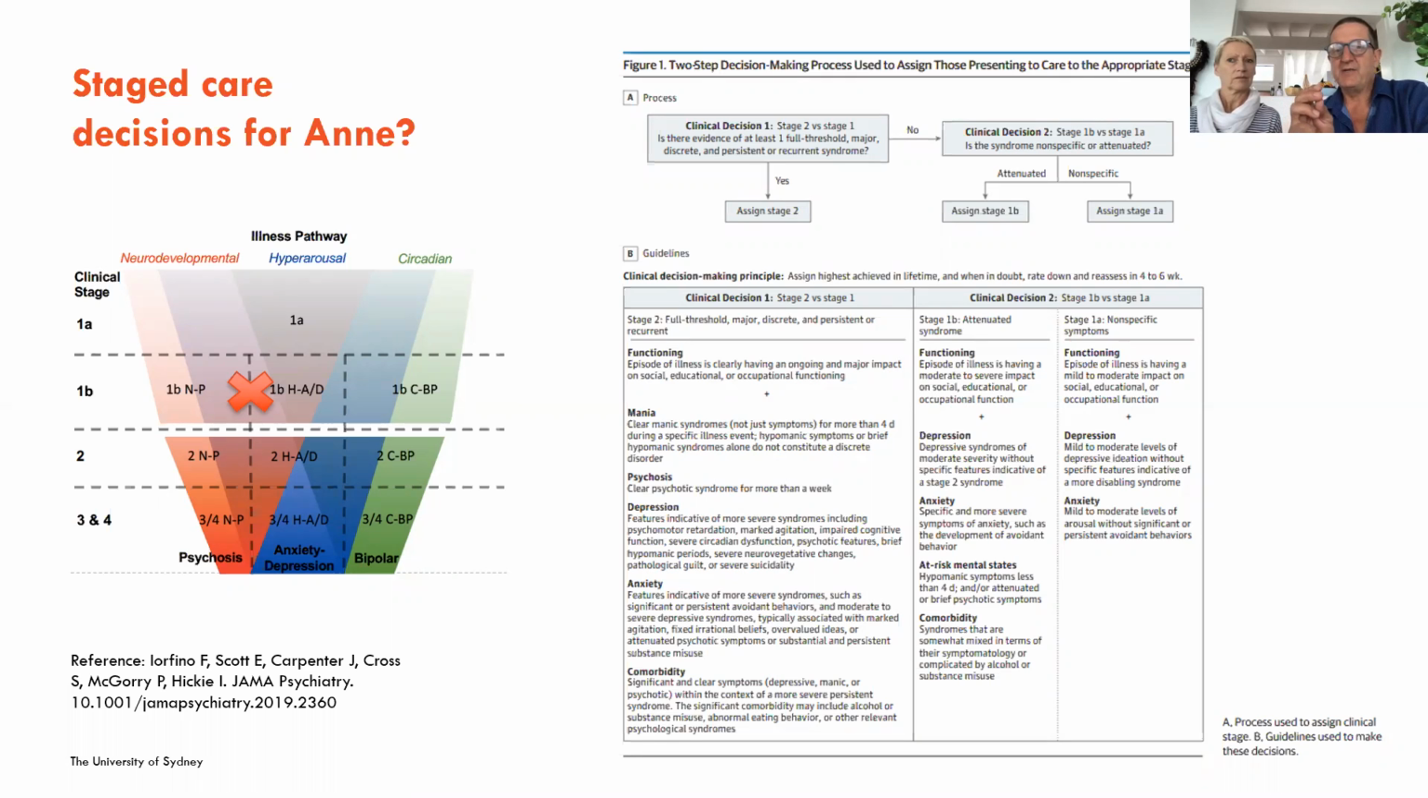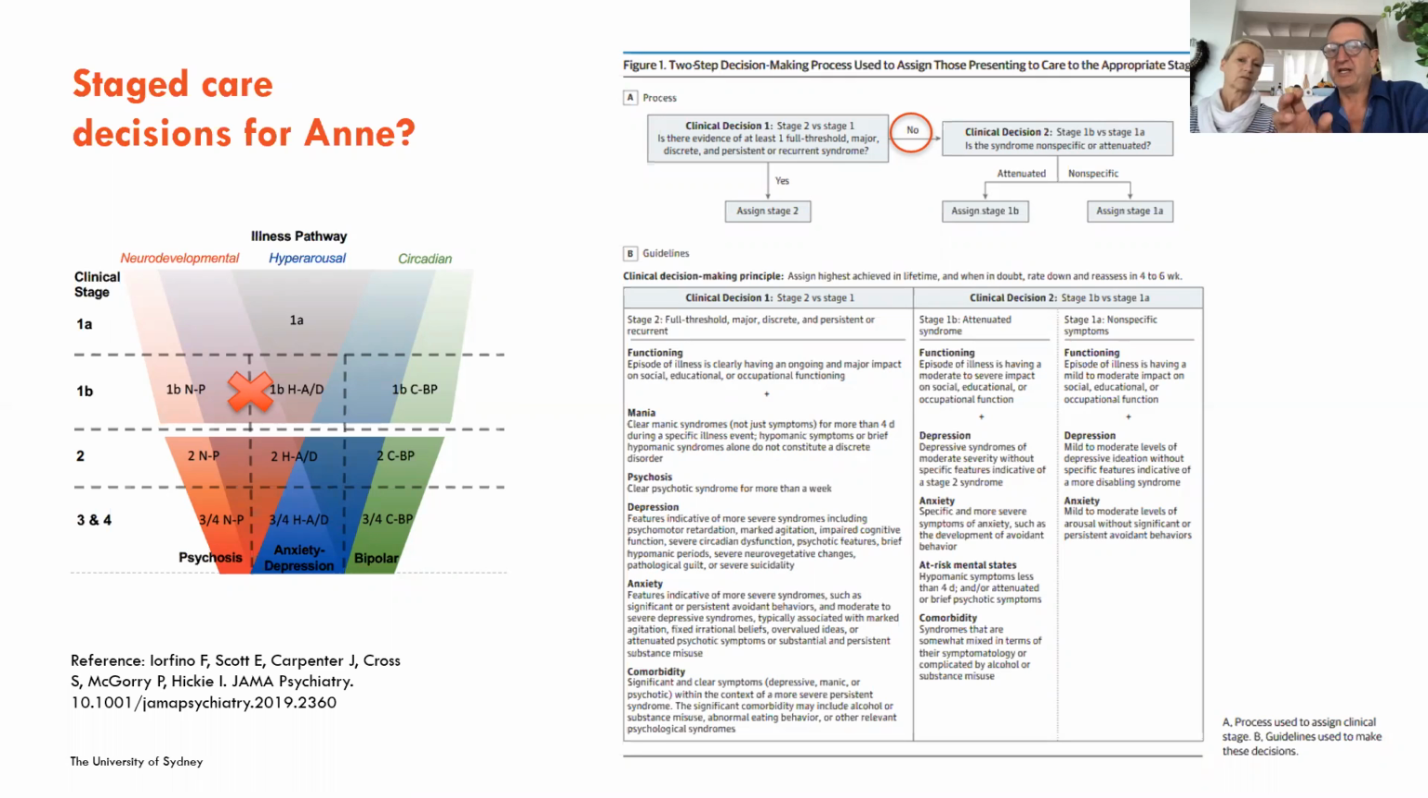But it would appear to us that she does not have any of the defining features of a more severe disorder. So going back to the comments we made originally, in the face of uncertainty, we stage down. So even though she's had a prior depressive episode, she's been treated for anxiety, she hasn't, from our point of view, developed a full-blown major mood or psychotic syndrome.